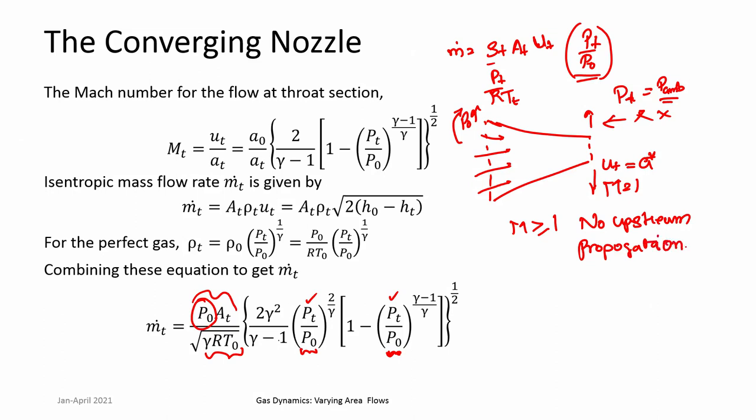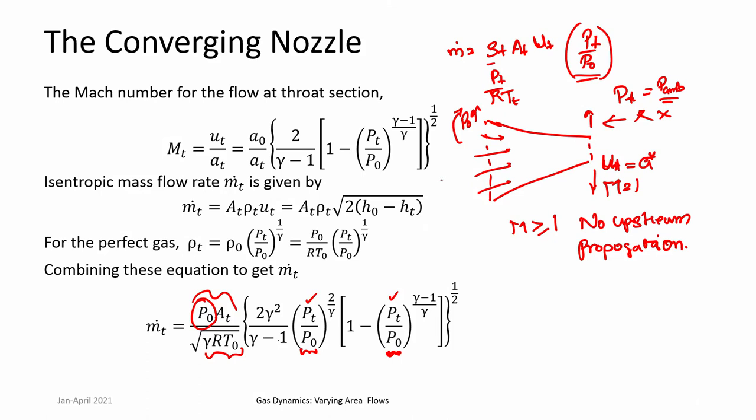So a decrease in pressure Pt by P naught continuously increases ut until the point that ut becomes exactly equal to a star, or Mach number becomes equal to 1. Beyond that point, if I keep P naught constant and decrease Pt beyond this particular point a star, there can be no change in velocity ut at this point. It will be equal to that of Mach 1.